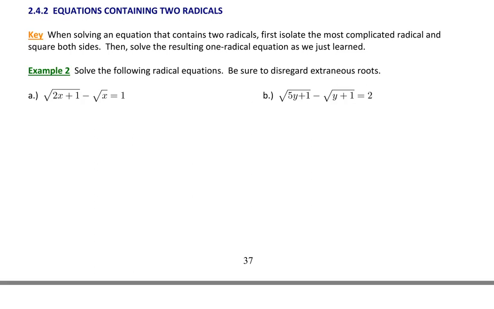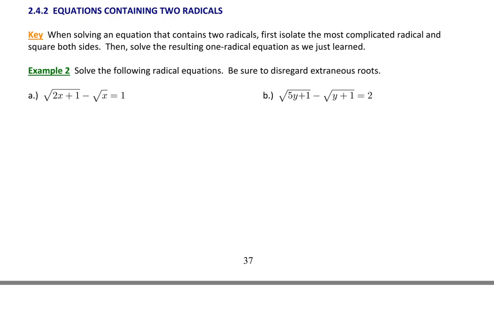We have learned how to solve equations containing one radical. We're going to build on that just a little bit and now learn how to solve equations containing two radicals. Here's the key. When solving an equation that contains two radicals, first isolate the most complicated radical and square both sides. Then solve the resulting one radical equation just as we learned previously. So we're going to eliminate the radicals one at a time.